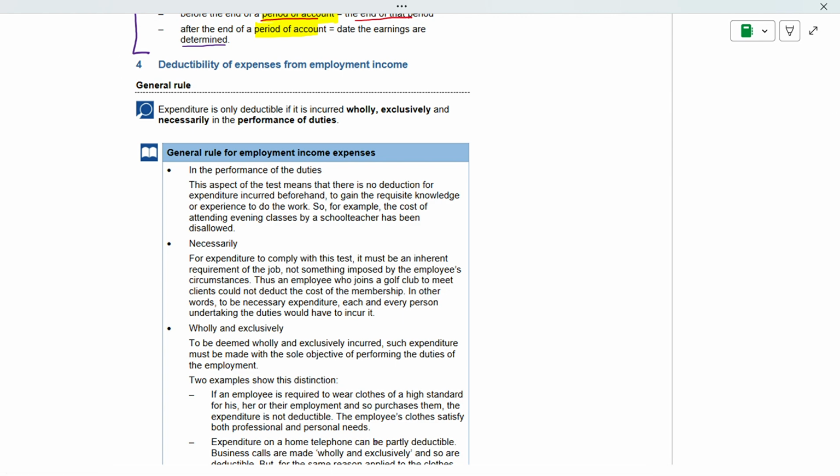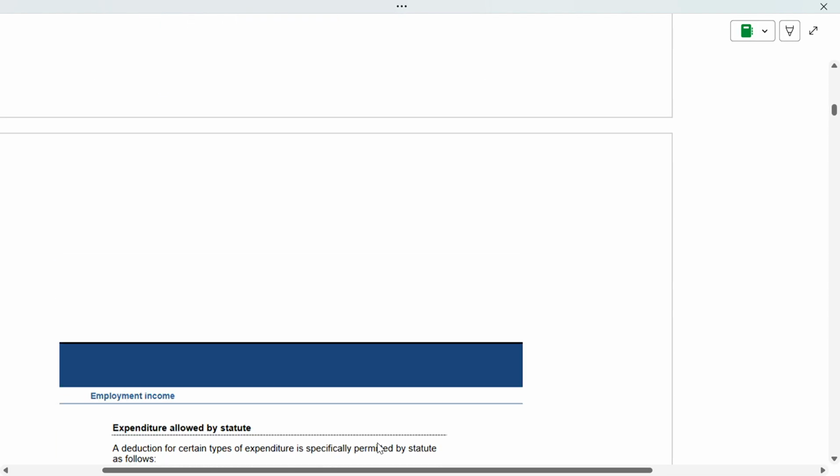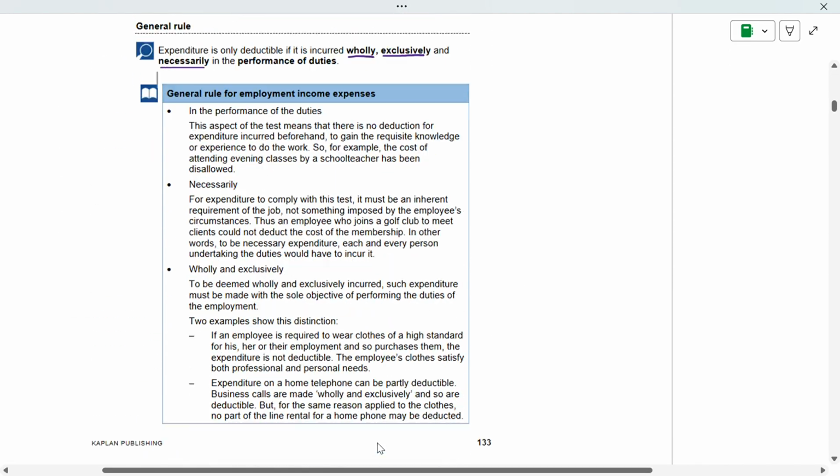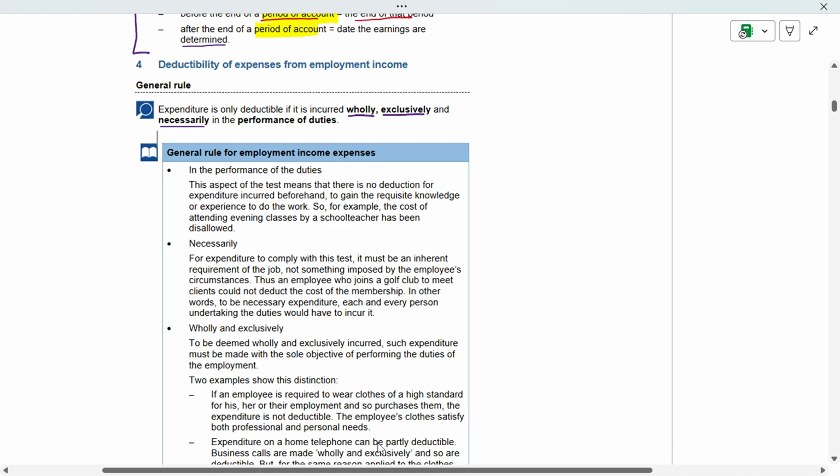We'll complete this and we'll stop. Expenditure is only deductible if it is incurred wholly, exclusively and necessarily in the performance of the duties. Read this, because it is the reading part, I'm just putting it. It is a simple way of putting things.